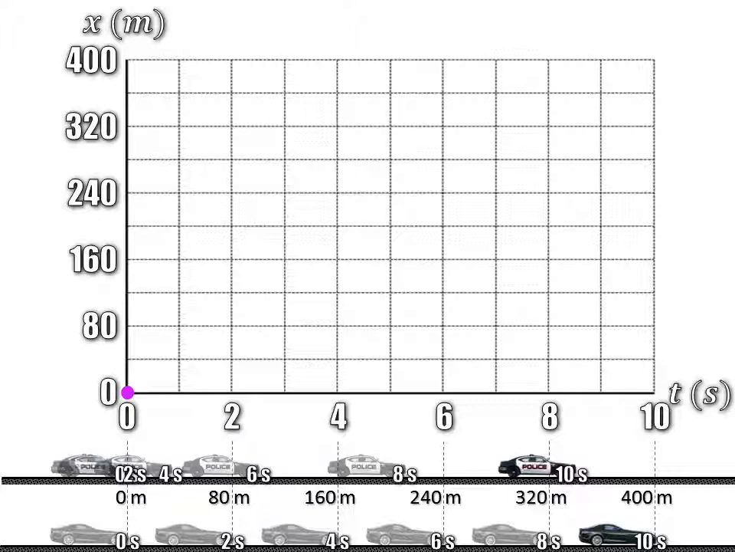So you can see the speeder starts at 0, 0. And then at 2 seconds, the speeder is at 80 meters. At 4 seconds, 160 meters. And so on all the way up to 400 meters at 10 seconds. So once again, we see a straight line for the motion graph of the speeder. The police car is going to be a little bit different though.